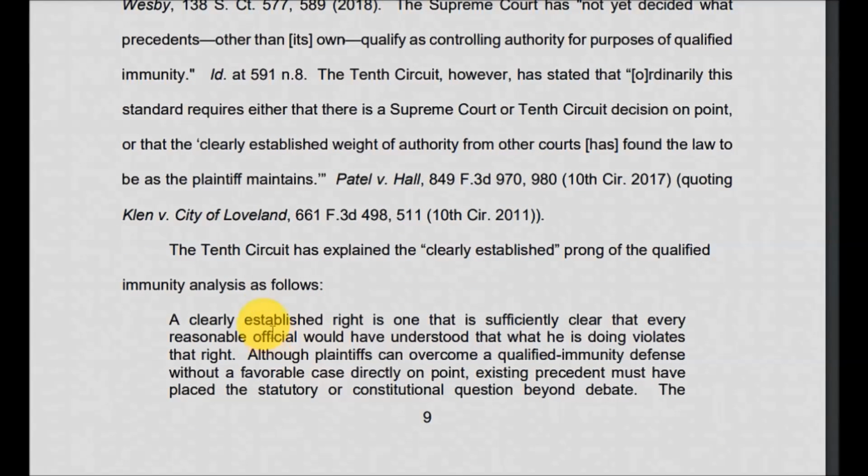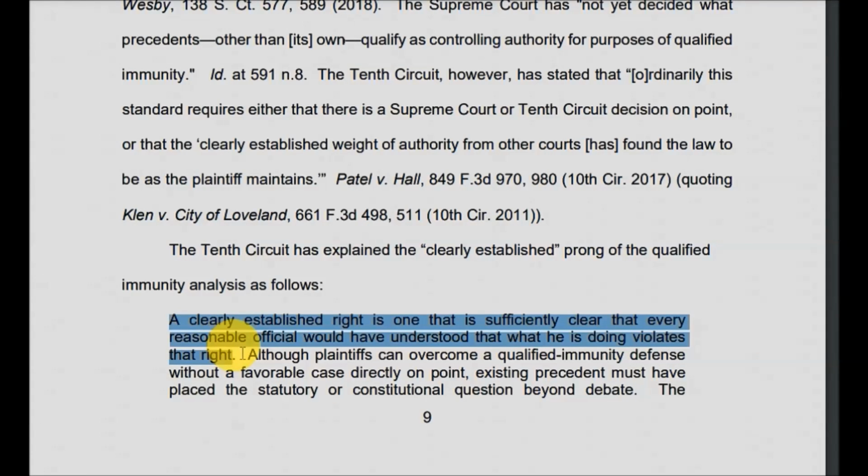Don't be delusional. The 10th Circuit has explained the, quote, clearly established prong, meaning this is how you qualify for it as a standard, of the qualified immunity analysis as follows. A clearly established right is one that is sufficiently clear that every reasonable official would have understood that what he is doing violates the right. Hence, you articulate it. You bring it to his awareness, aka mens rea. That way he knows, which triggers duty, and lack of that duty triggers negligence.